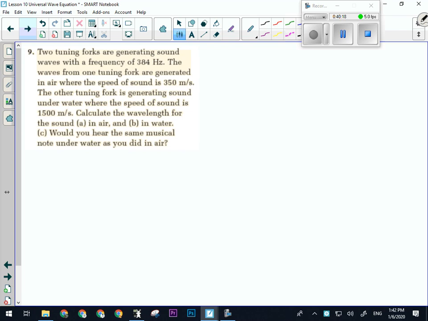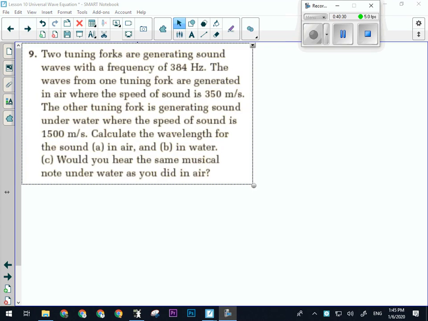I want you to try that one. Same idea. Frequency never changes. Important for solving this one. This one will require you to think a little bit, but frequency never changes. So all there is to this one is two separate universal wave equation calculations using the different speeds of the waves in water and air. The frequency is going to be the same underwater and in air. That's actually pretty important because that's the second part of the question.